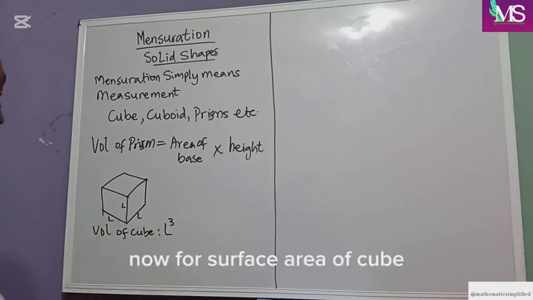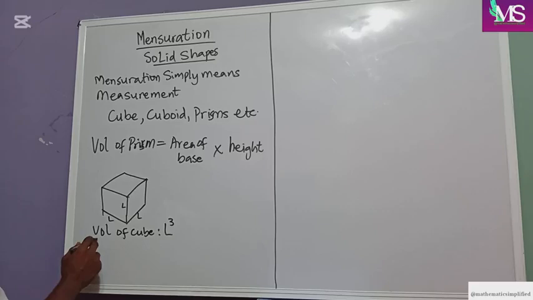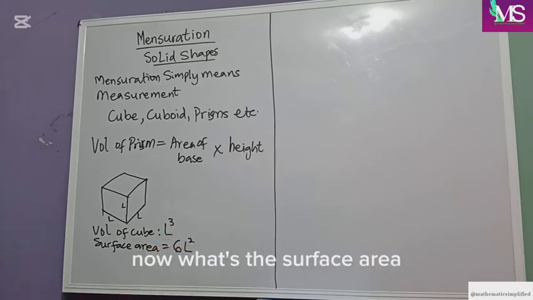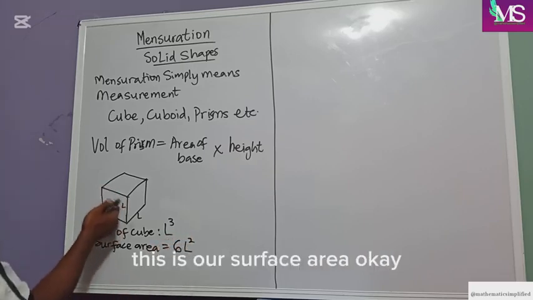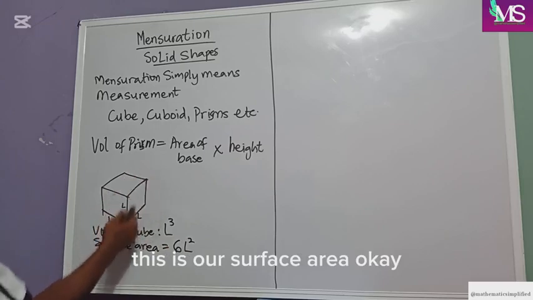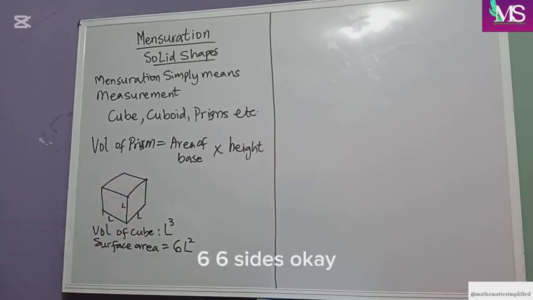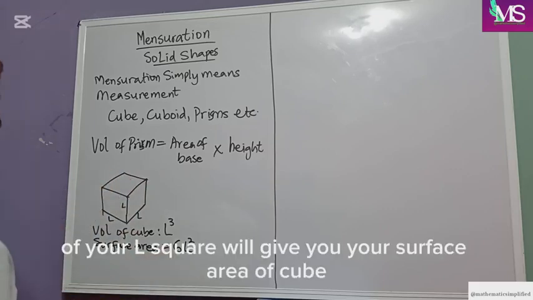Okay? Now, for the surface area of a cube, we have it as 6L squared. Okay, now what's the surface area? This is our surface area. Okay, how many sides? 1, 2, 3, 4, 5, 6. 6 sides of your L squared will give you your surface area of a cube.